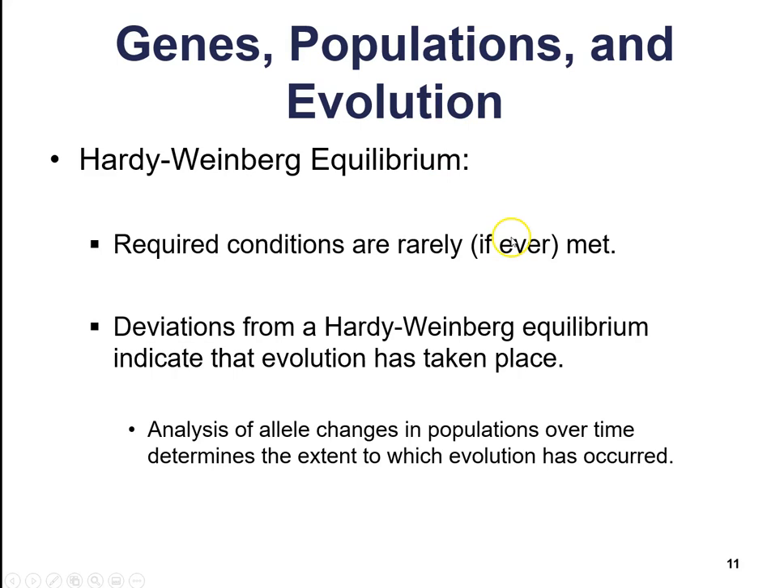All right, so again, it says these required conditions that I just listed to you on that other slide are rarely, if ever, met, okay? There is always mutation. There's always changes that are going on in a population, and there is always evolution occurring, really, to some degree, okay? So again, it's just a tool for them to analyze how much, okay? So analysis of the allele changes in populations over time determines the extent to which evolution has occurred.